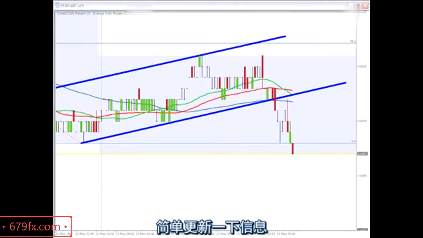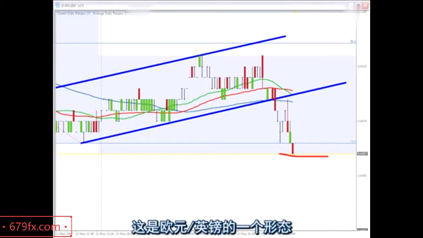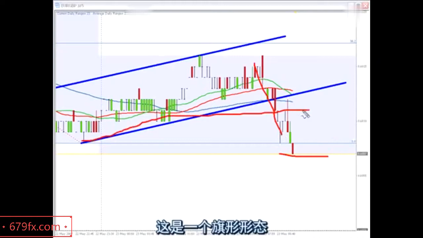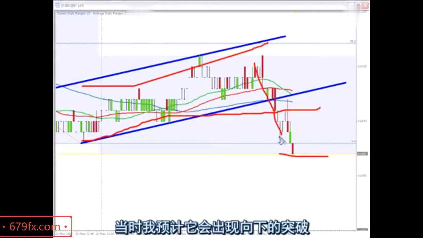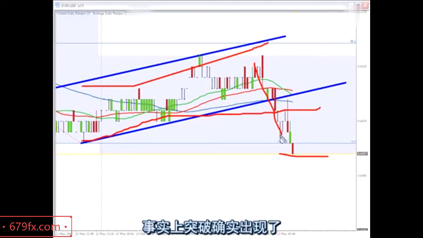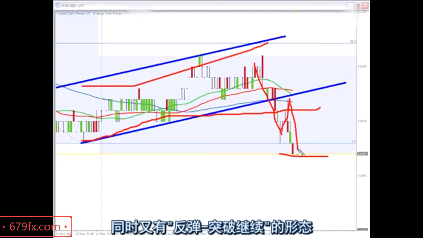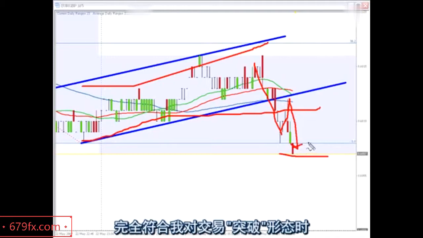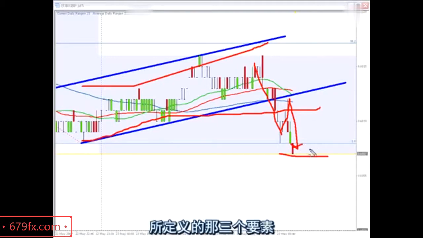Just a quick update. It's been about an hour since the last update. I've just triggered my entry on the Euro GBP setup that I was looking at. We did get the breakout. This is the flag formation I was looking to trade on a possible breakout to the downside. We've gotten the breakout. We've also had the pullback and the continuation aspect. Those are the three aspects I mentioned on my website that I always base my breakout trades on. And as we've just made a new low for the day, I've entered my short entry on my left account.